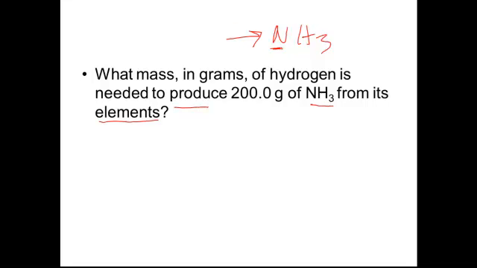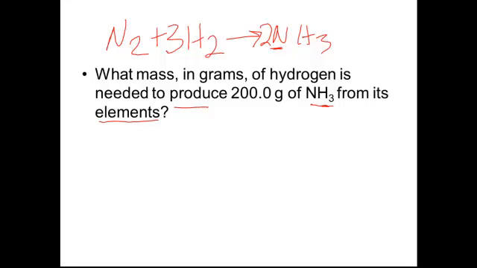So what is the elemental form of nitrogen? It is a diatomic molecule, so it's N2. And then what is the elemental form of hydrogen? Also a diatomic molecule, so it is H2. So there's our equation. Now we need to balance it. I see two nitrogens on the left, two nitrogens on the right now with that 2 there. And that makes 6 hydrogens on the right, so I need a 3 right here on the left.